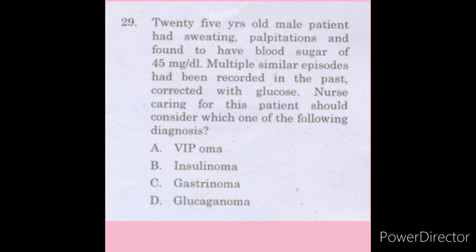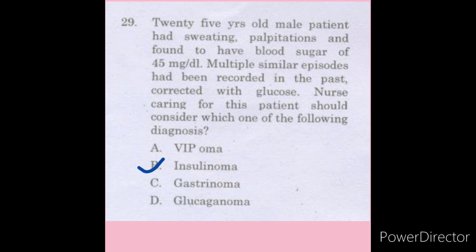Insulinomas are tumors in the pancreas. They make extra insulin, more than the body can use. Insulinomas can cause hypoglycemia, or low blood sugar. Low blood sugar can lead to confusion, sweating, weakness and palpitation. If blood sugar gets too low, a person can go into a coma as well. So here option B, insulinoma, is the correct answer.